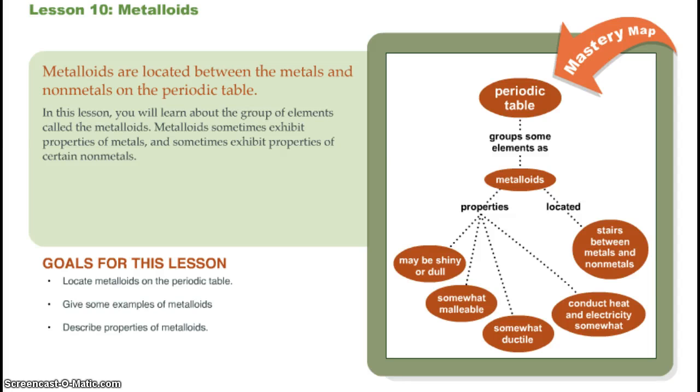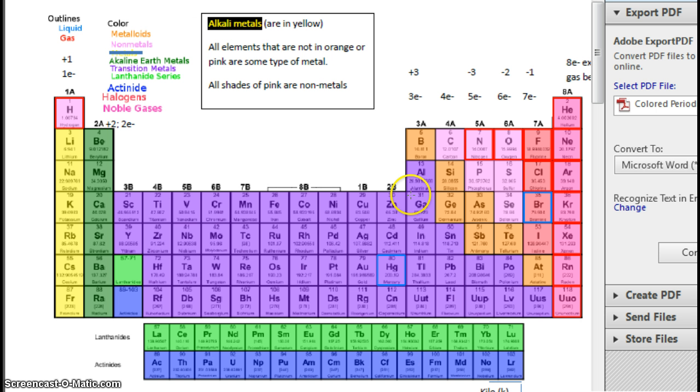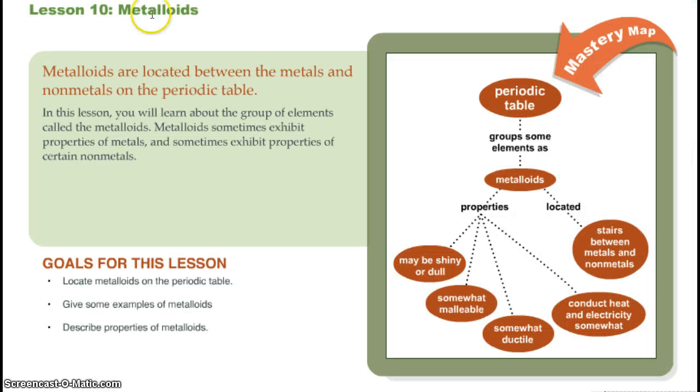Metalloids are located between the metals and nonmetals on the periodic table. In this lesson, you will learn about the group of elements called metalloids. Metalloids sometimes exhibit the properties of metals and sometimes exhibit properties of certain nonmetals. So they are the in-between, which makes sense because they are located in between the metals and the nonmetals. And the word part "oid" means like or kinda. So they are kinda like the metals, but they're kinda like the nonmetals.